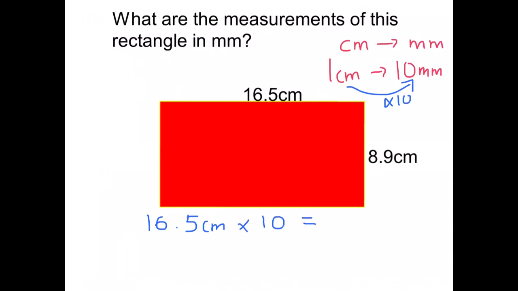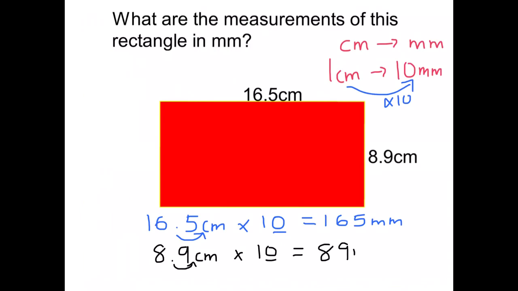Again, pretty straightforward because we're multiplying by 10 and there's a decimal involved. We move our decimal one place to the right. So my answer is 165 millimetres. My other measurement, the width, 8.9 centimetres. Again, we times it by 10 to turn it into millimetres. And all we're doing is moving our decimal point one place to the right, because there's 1 0, to get an answer of 89 millimetres.